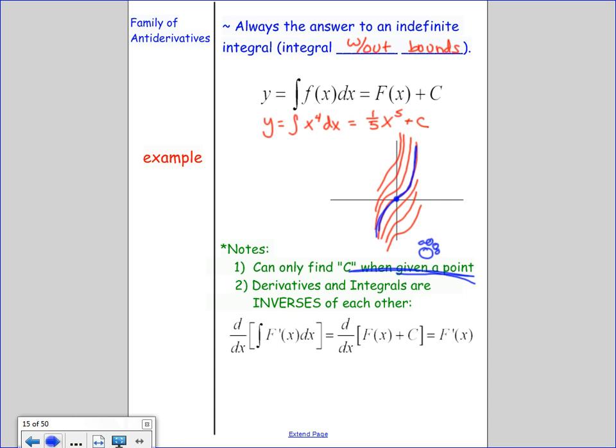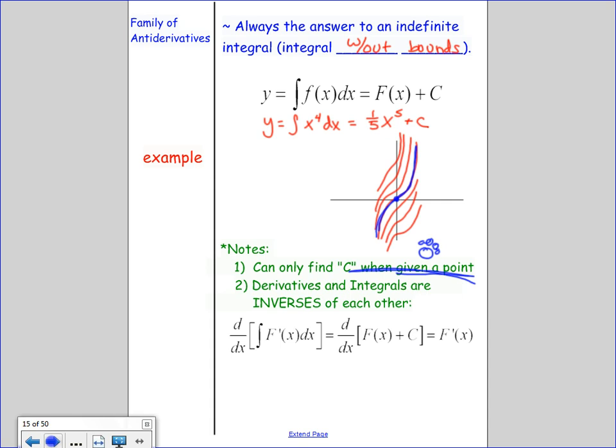Whatever, chapter 6b, that's what I'm talking about after the next test. But derivatives and integrals are inverses of each other. Meaning, if you take the derivative of an integral, it just gets you back to the original. If you take a derivative of an antiderivative, it's going to get you back to the original. I shouldn't say the original.